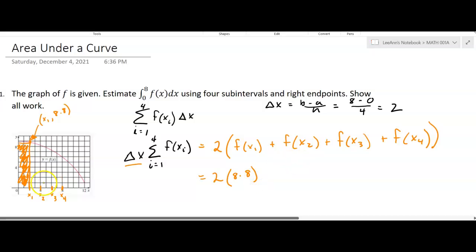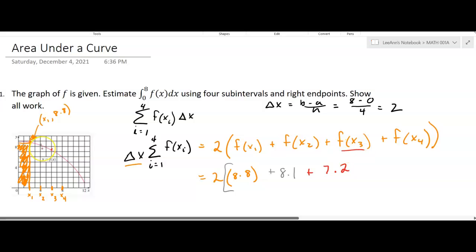And then I have to do x sub 2, so maybe I'll use a different color. This point right there looks like it's a little bit above 8, I'm going to say it's 8.1. By the way, this is in brackets here. Plus f of x sub 3 is going to be right here, and that looks like it's just above the 7. I'm going to say it's 7.2, for x sub 3.